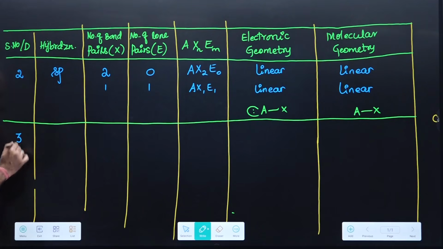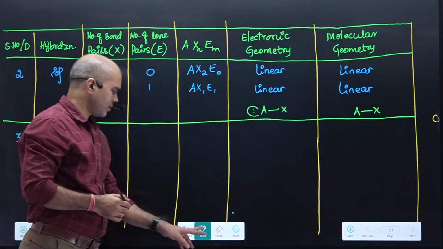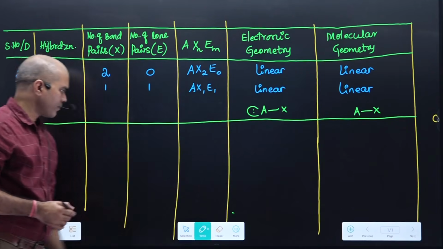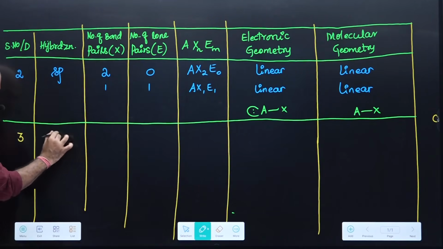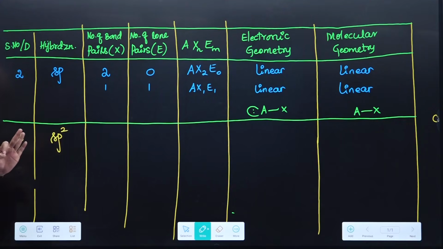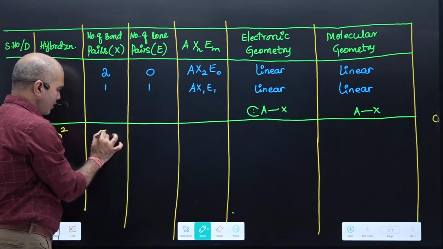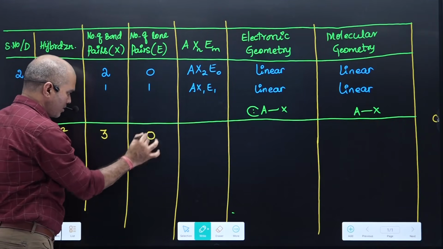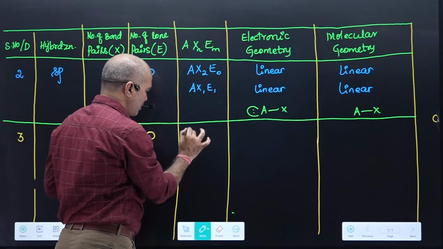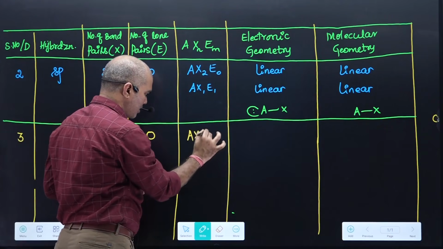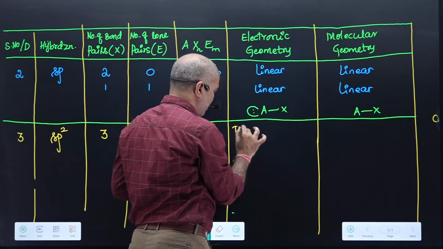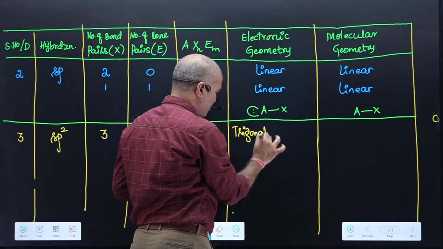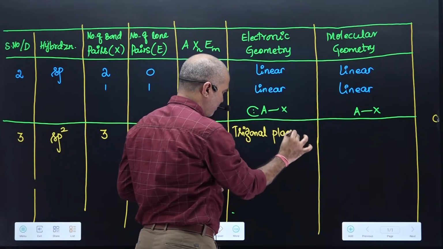This is for steric number 2. Now I am going for steric number 3. For steric number 3, hybridization is always sp2. I should get steric number 3. All the 3 could be bond pairs, then no lone pair. Then the symbolism is AX3 E0. Electronic geometry as well as molecular geometry will be trigonal planar.